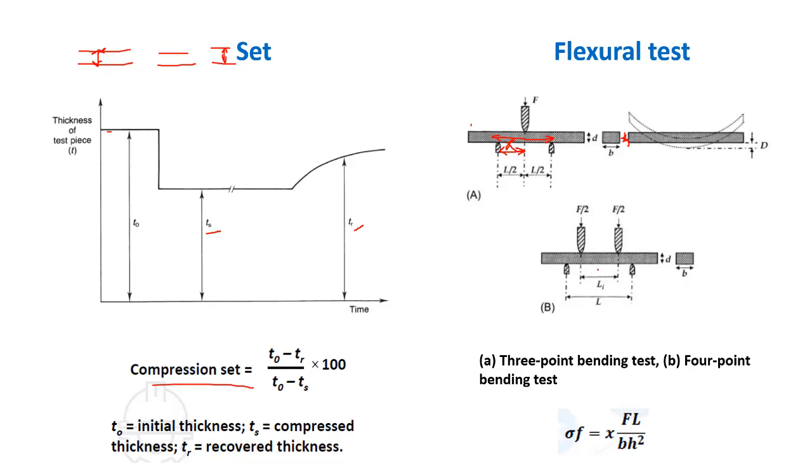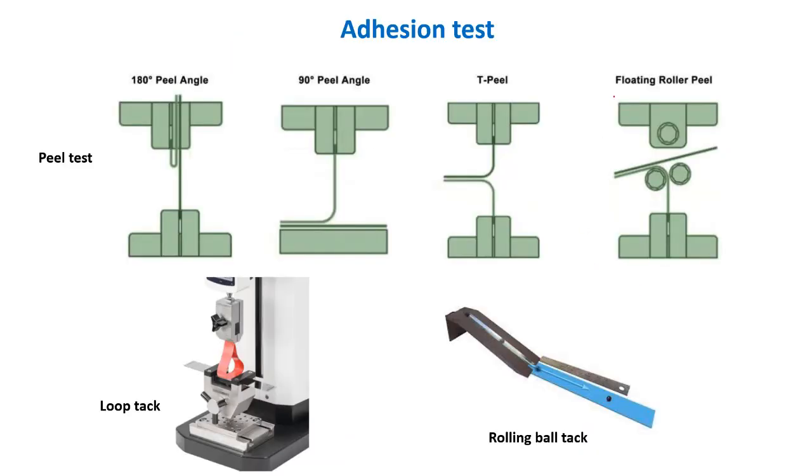Then we have adhesion tests. Adhesion tests can be of multiple types, for example, peel test, then loop tack and rolling ball tack.